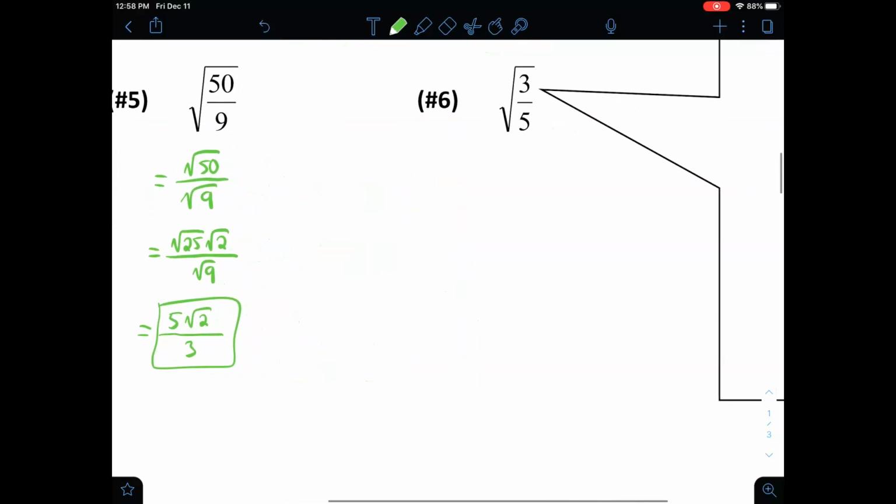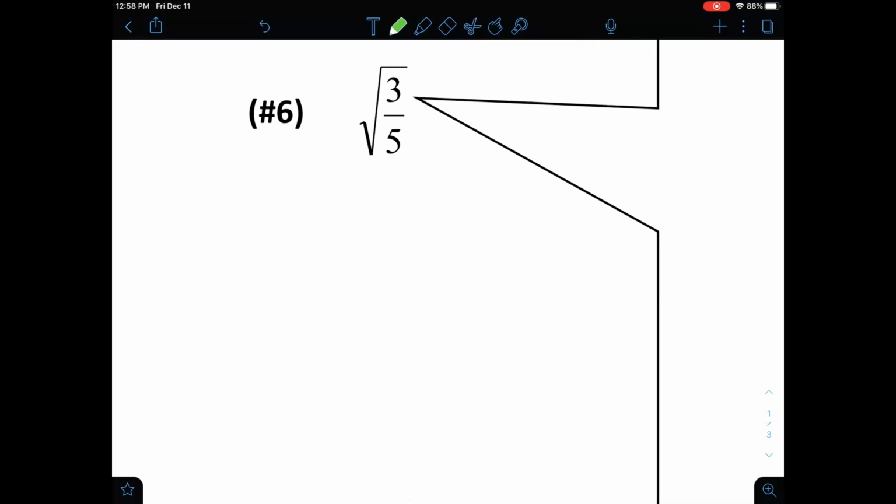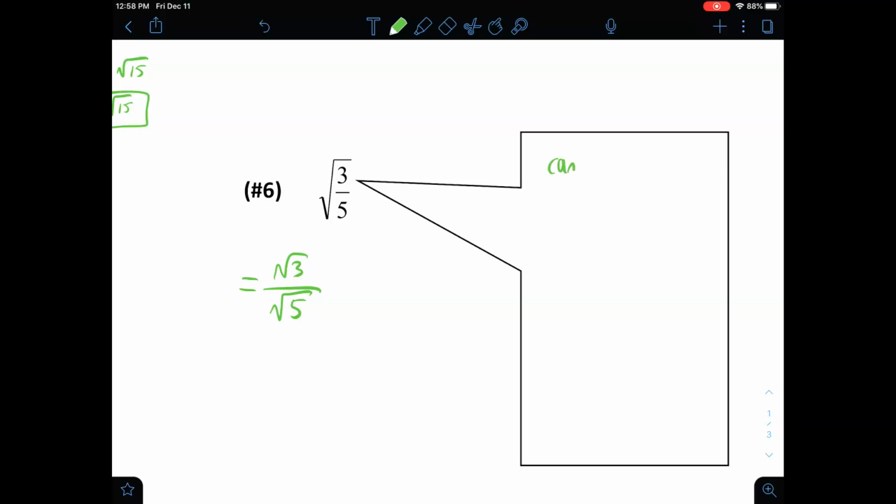All right, and then number 6. We have square root of 3 over 5. Okay, well this one, does 3 divide by 5 nicely or no? It does not, so we need to split it up into square root of 3 over square root of 5. But we can't do anything with square root of 3 over square root of 5. We actually could leave it just like this, except there's a problem. We can't have a square root in the denominator. You can't have a square root in the denominator, and mathematicians do not like that.